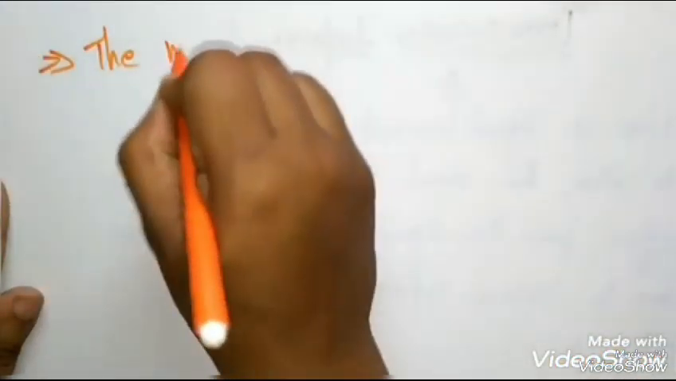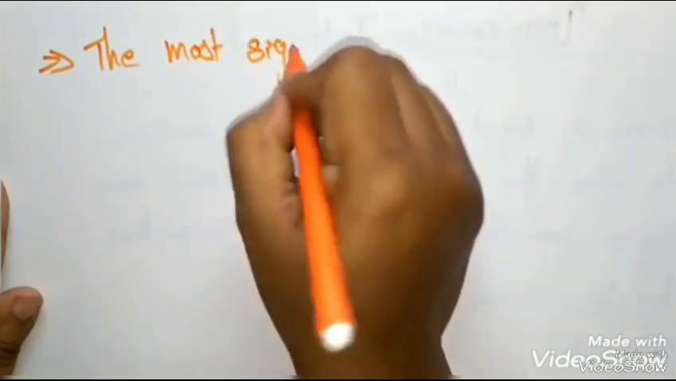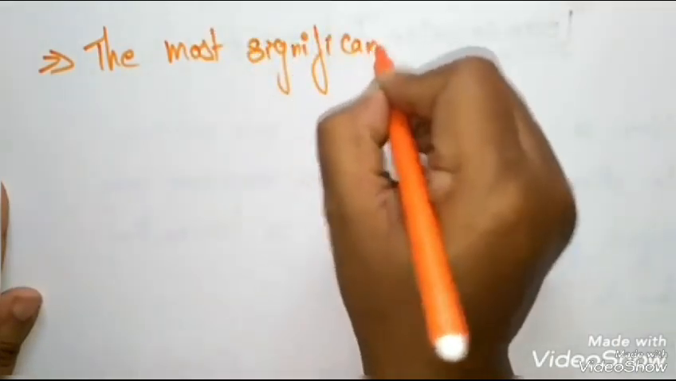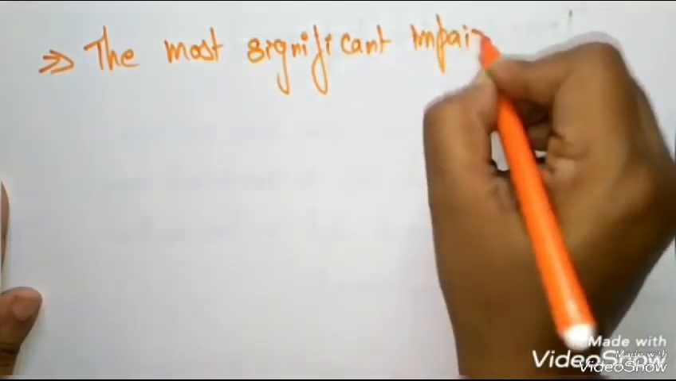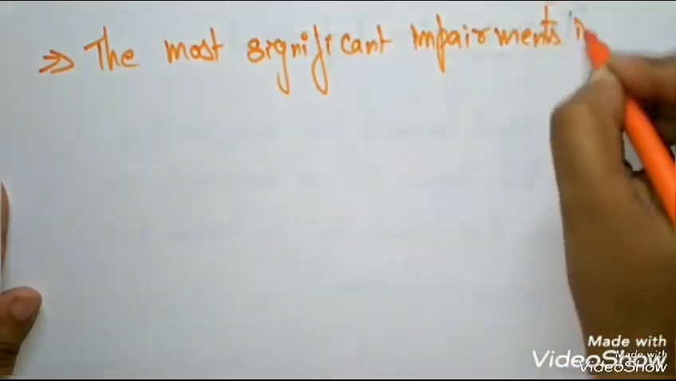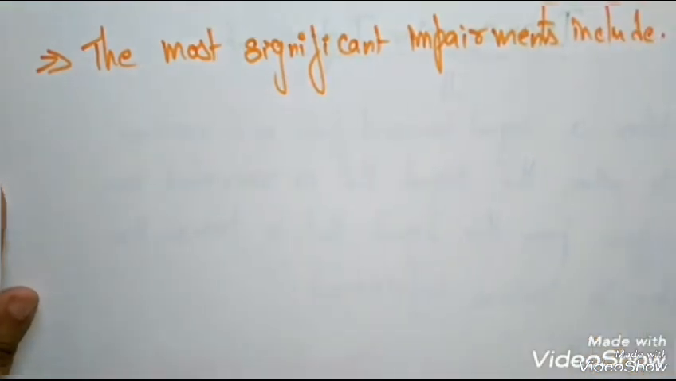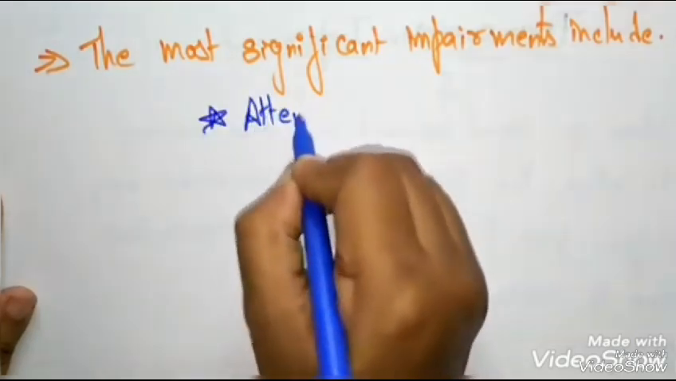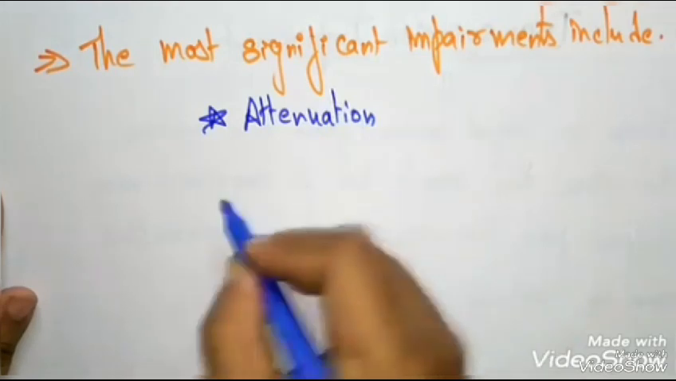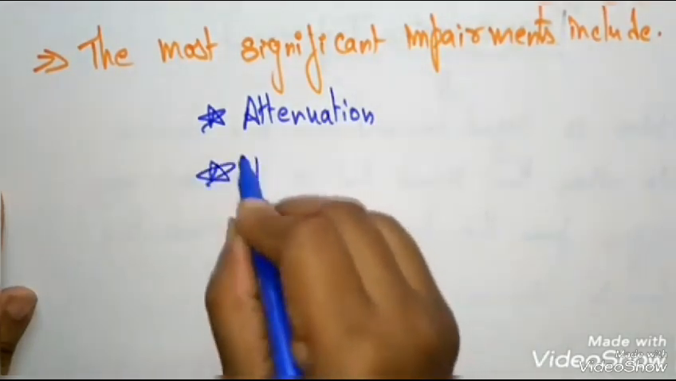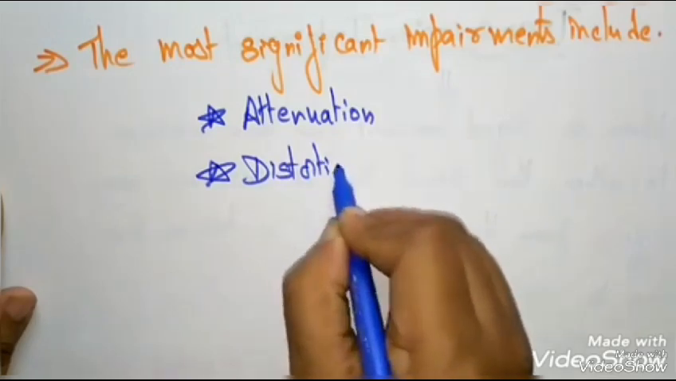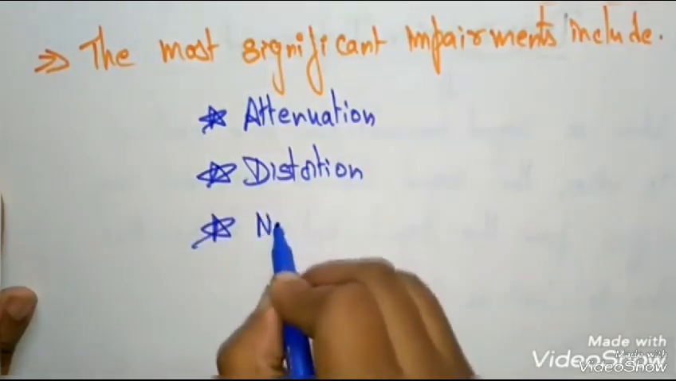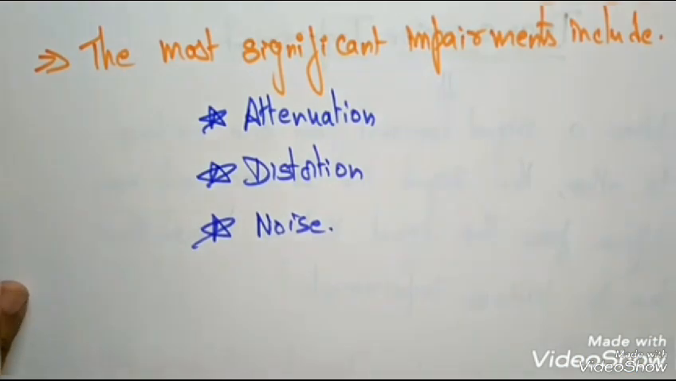Next we see what the causes of impairment are. Why does transmission impairment take place? There are three causes. In this video we are going to discuss the three main causes of impairment. The most significant impairments include, the first one, attenuation, second, distortion, and third, noise.